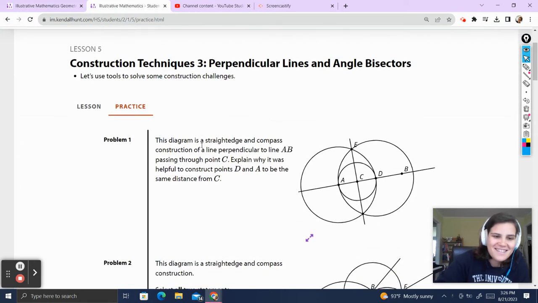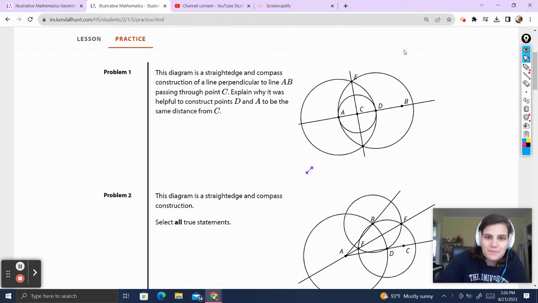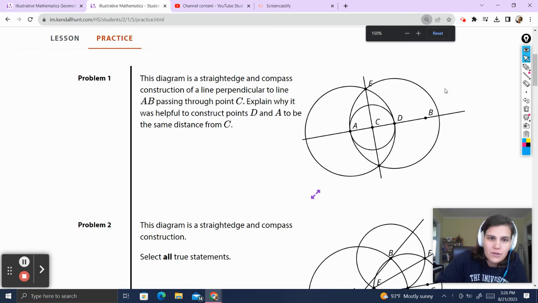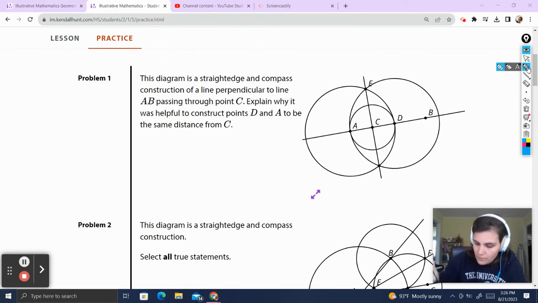All right, let's get started. Problem number 1. This diagram is a straight edge and compass construction of a line perpendicular to line AB passing through point C. So let's situate ourselves with this question. We have line AB, and we have this line that is perpendicular to line AB. Explain why it was helpful to construct points D and A the same distance from C.